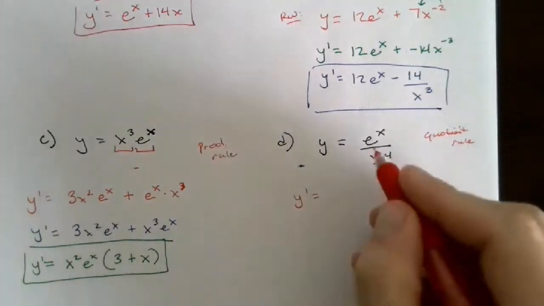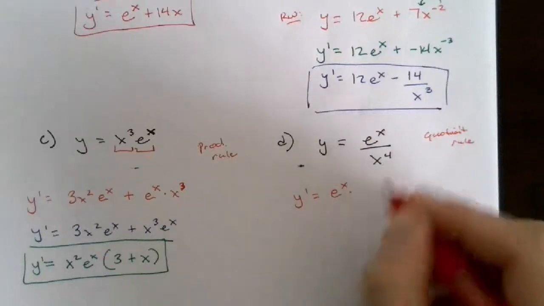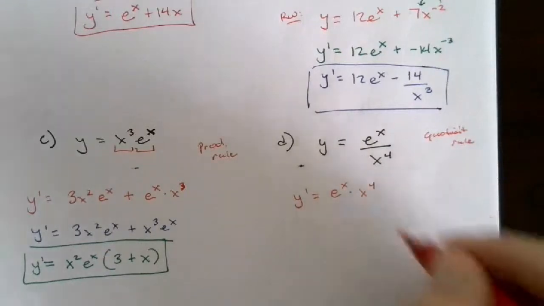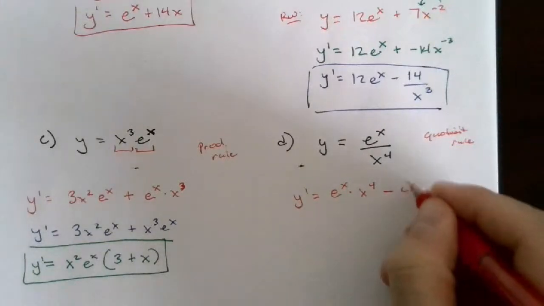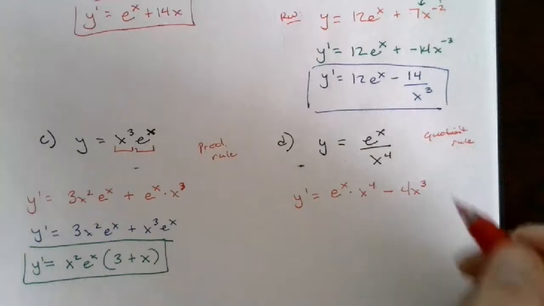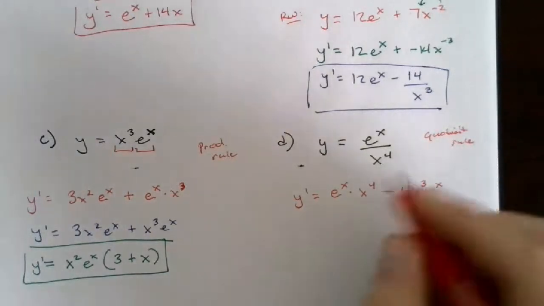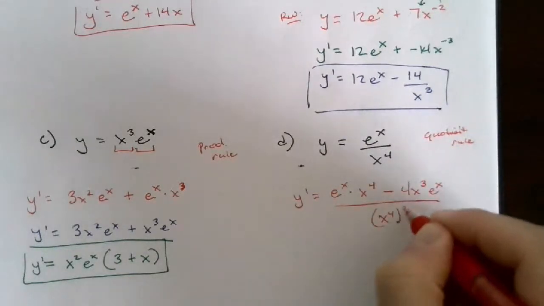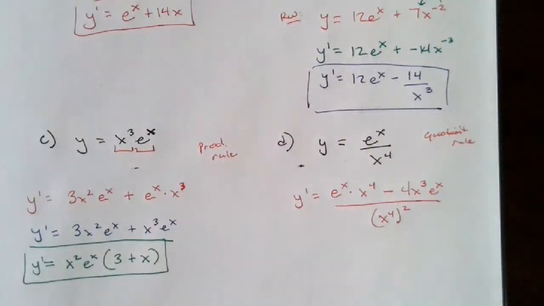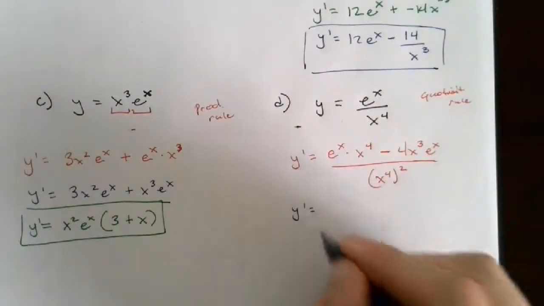You want the derivative of the numerator, so the derivative of e to the x is e to the x, times the denominator, so times x to the 4th stays the same, minus the derivative of the denominator, which is 4x cubed, times the numerator, so times e to the x, and this is all over the denominator squared, so x to the 4th squared. And we'll simplify this. If we simplify this, we have y prime equals.